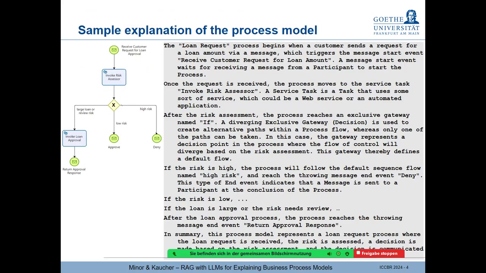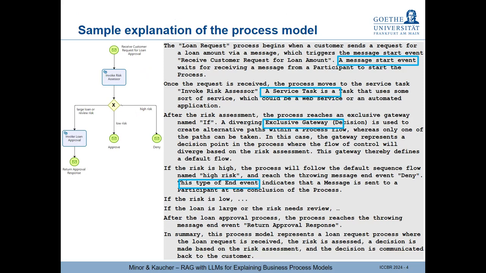And what we would like to have is such a textual explanation on the right-hand side. Here an explanation created by a human that first explains the content of the process step by step. So the loan request process begins when the customer sends a request and so on. But in addition, explains the visual elements that are depicted in the process model. For instance, how to interpret a message start event, or what a service task is, what an exclusive gateway means, and what an end event denotes.